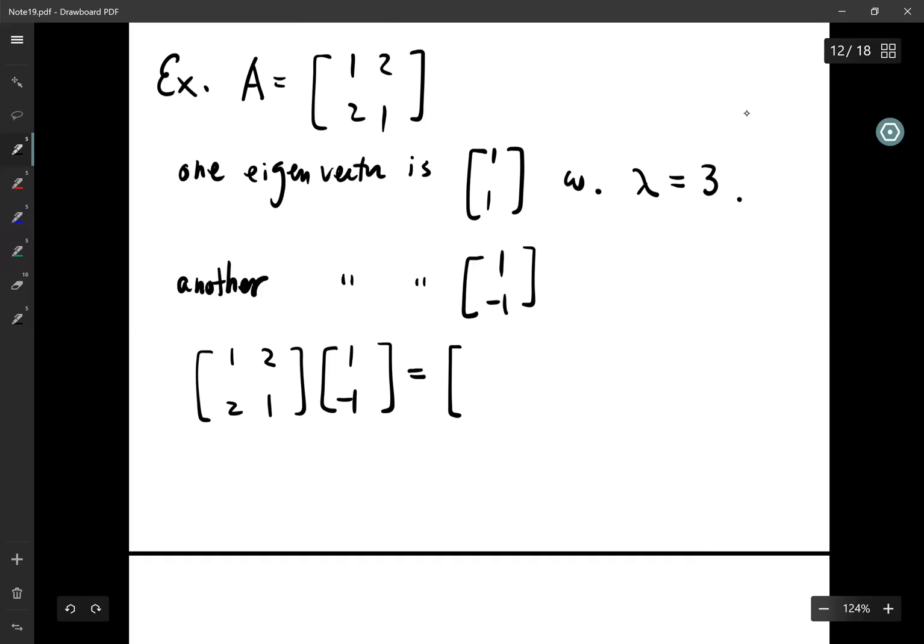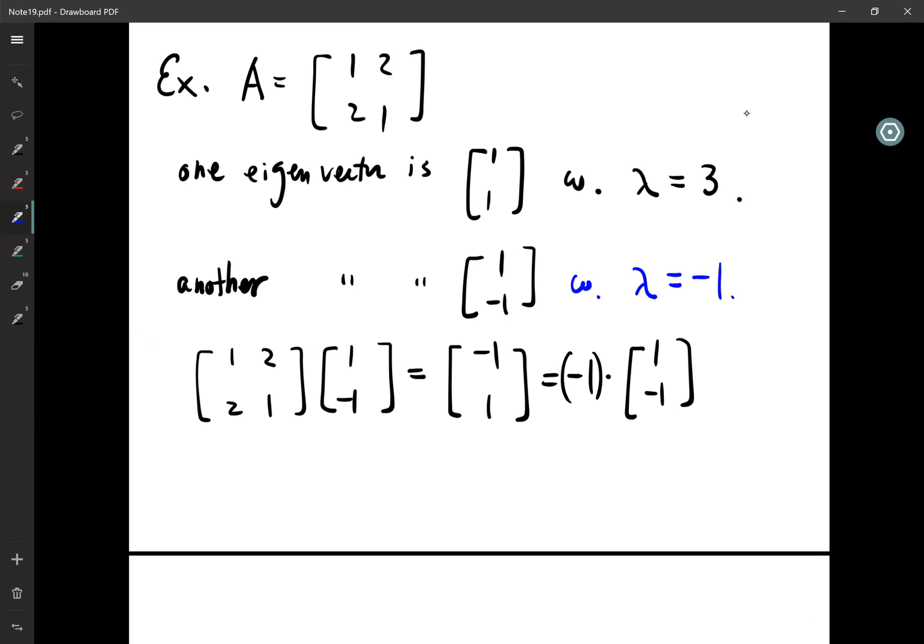So this one, we just compute. This is 1 times 1 minus 2, so this is minus 1. This is 2 times 1 minus 1, so this is 1. So this is minus 1 times (1, -1). So this is indeed an eigenvector corresponding to lambda equal to minus 1. Any question?